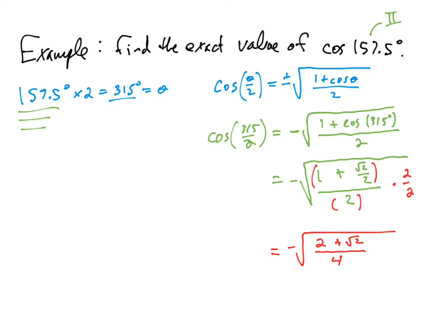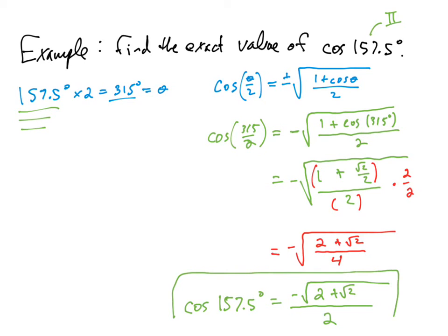Now we have a radical inside of a radical. This is not something we really want, but we can leave it this way. The only other thing we're going to be able to do is take the square root of the denominator. So negative square root of 2 plus square root 2, all over 2. And that would be equal to cosine of 315 over 2, which is cosine of 157.5 degrees.